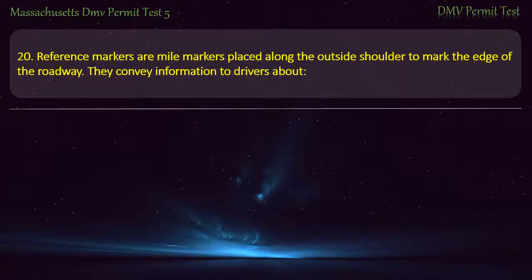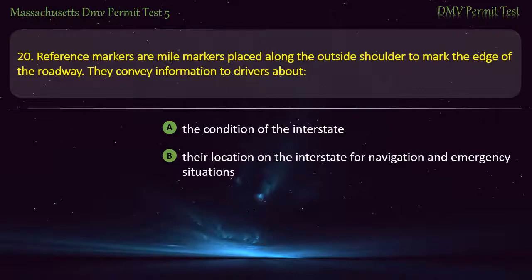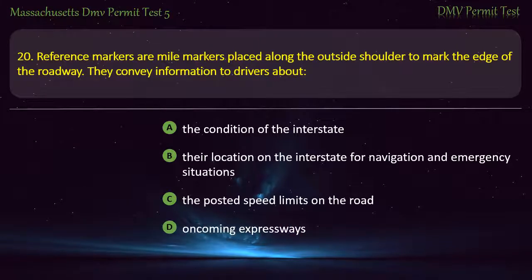Question 20. Reference markers are mile markers placed along the outside shoulder to mark the edge of the roadway. They convey information to drivers about the condition of the interstate, their location on the interstate for navigation and emergency situations, the posted speed limits on the road, oncoming expressways.